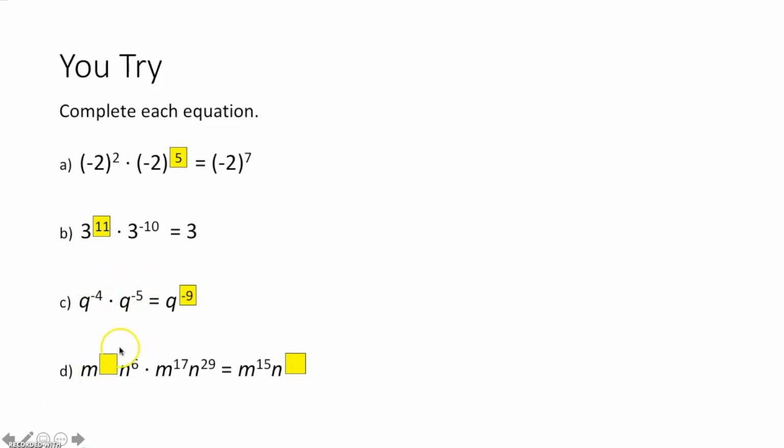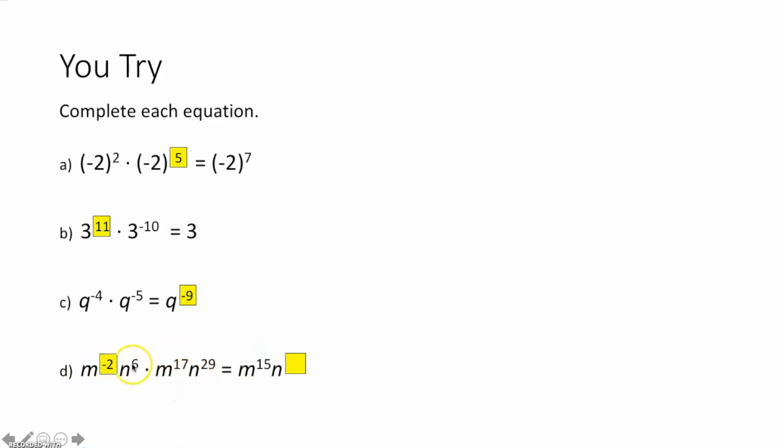And then here we have m to some power times n to the 6th times m to the 17th times n to the 29th equals m to the 15th times n to the what power. So again, since it's all multiplication here, we can take it one step at a time. We're going to start with the m's. So m to what power times m to the 17th equals m to the 15th. Well, that means this plus 17 has to equal 15. So this should be a negative number, like negative 2. You could have also got that by taking 15 and subtracting 17. And again, you get m to the negative 2nd power.